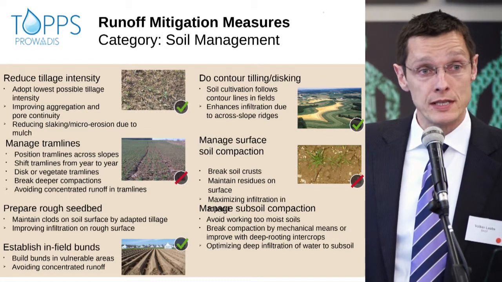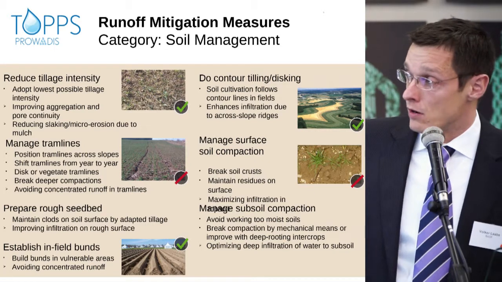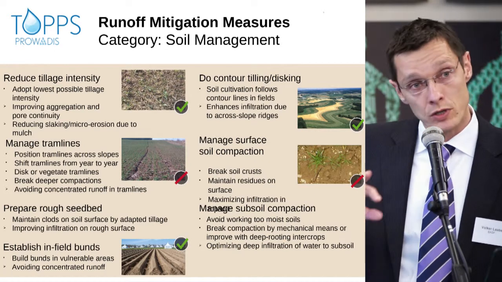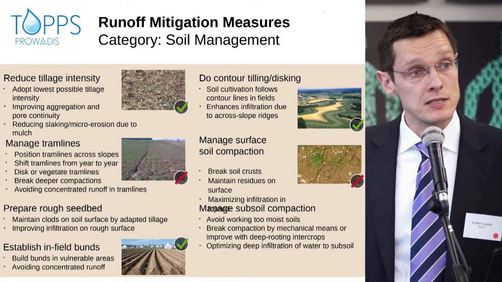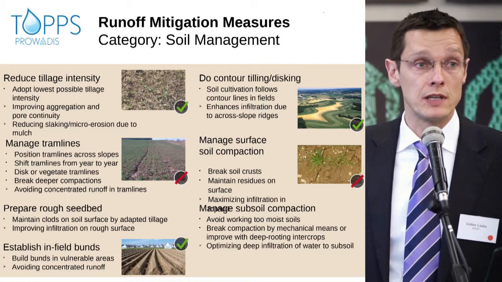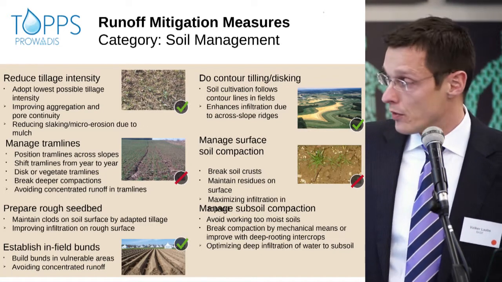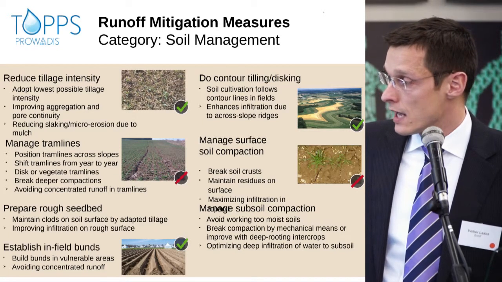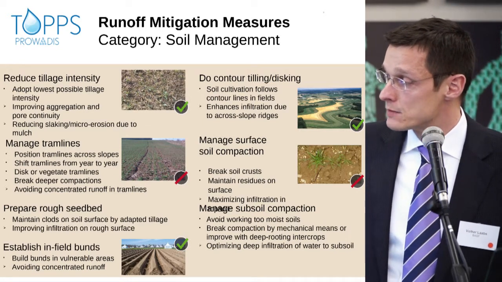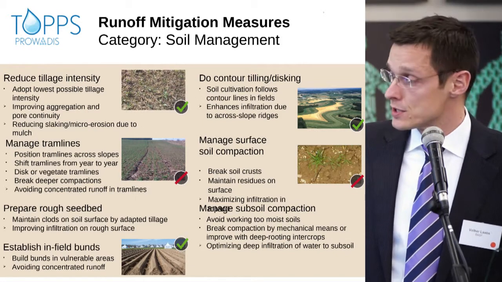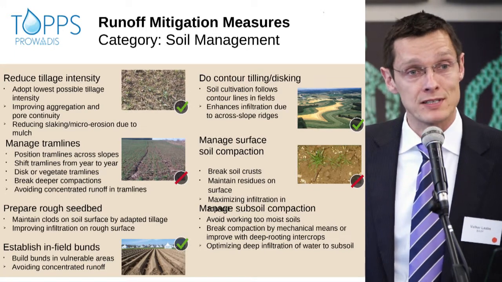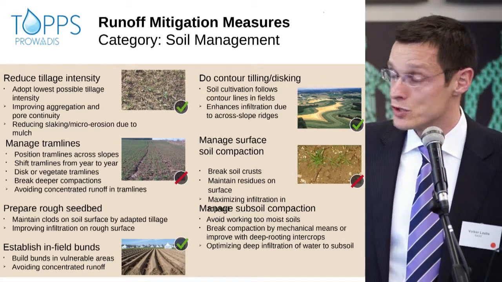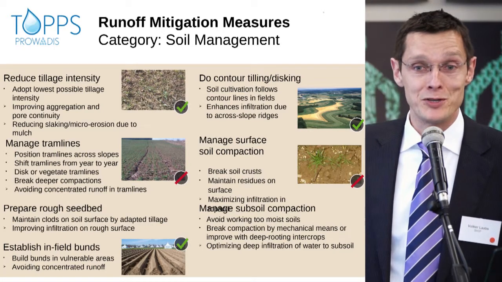Managed tramlines we have already seen on the slide before. Other ones are, for example, prepare a rough seed bed, also to increase surface roughness and reduce the speed of runoff. Establish in-field bunds is quite a clever measure if you have row crops in a field like potatoes. There you can see on this slide here that you have small bunds between the rows of the potatoes. If you have a green symbol, it shows a best management practice example. If you have a red symbol at the picture, it shows you that this is a worst management practice or a bad management practice example.